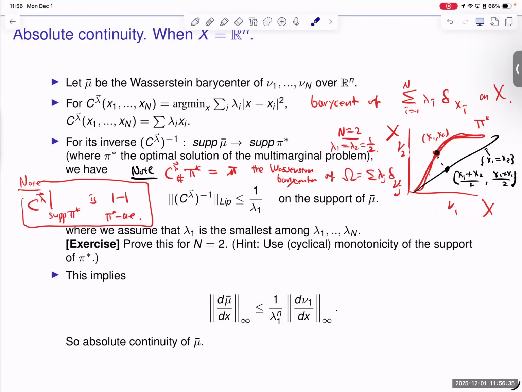So would this use some regularity theory from multi-marginal optimal transport? It does not need regularity theory, but it uses the property of optimality of this pi star, which, let's say in the vanilla two-marginal case, is the same as cyclical monotonicity of pi star.